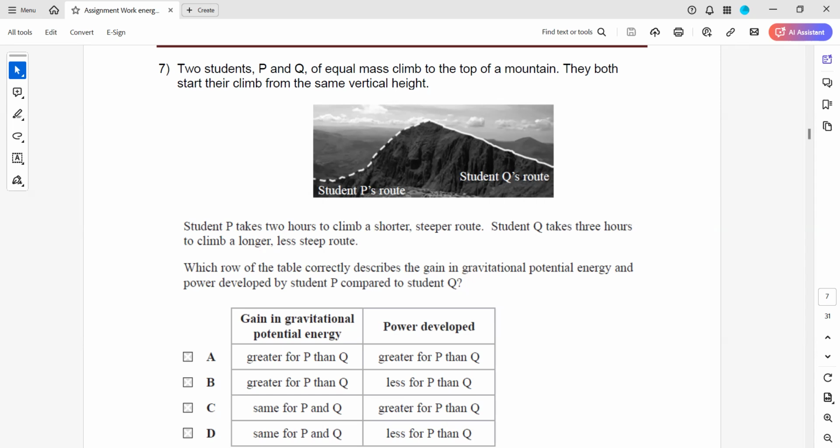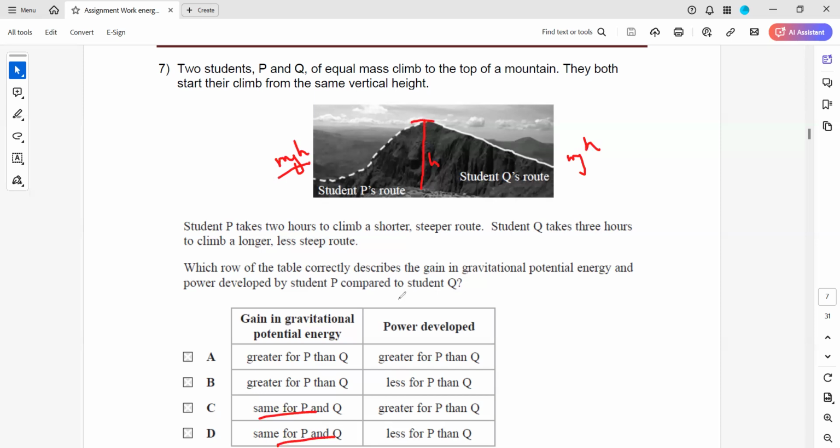They both reach the same level. Different routes, but they reach the same level. So when we compare the gravitational potential energy, with the same masses, it will be mgh, and here also it will be mgh. They have the same mass, the same gravity, and they reach the same level. So the same gravitational potential energy for P and Q. So either C or D can be the answer.